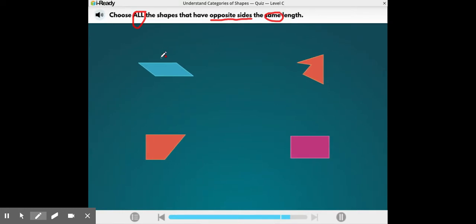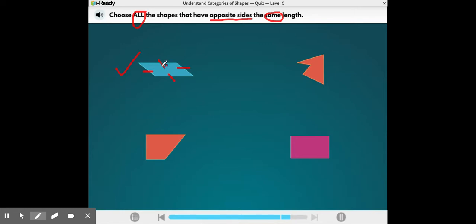So take a look at this one. We've got a side here, and the opposite side is right here. Those are the same length. Same on this. This side is opposite this side, and those are the same length as each other. So this one has opposite sides the same length.